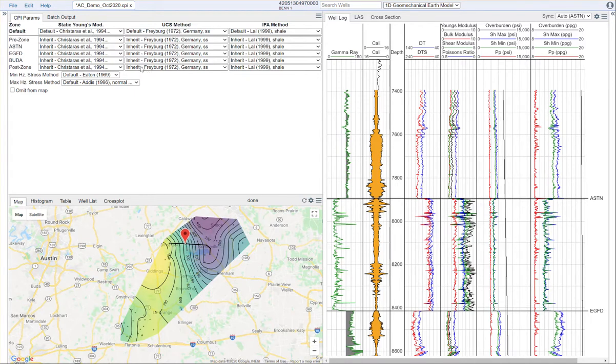And then you'll need to set your methods for your minimum and maximum horizontal stresses. In the literature, what you'll see is that most of the emphasis has been put on calculating the minimum horizontal stress.